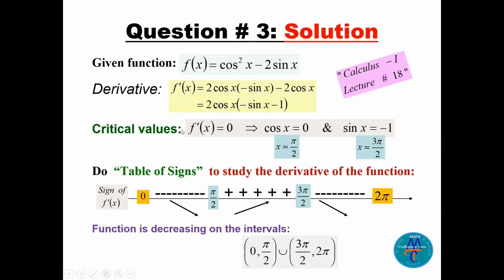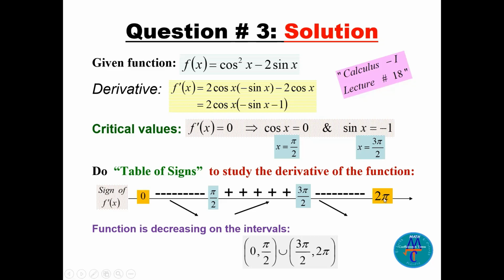Critical values occur where f prime is equal to 0. So we can have here cosine of x is equal to 0. X will be pi over 2, which is 90. And minus sine of x minus 1 is equal to 0, which is sine of x is equal to minus 1. X will be 3 pi over 2, which is 270. Let's do a simple table of signs to study the sign of f prime.